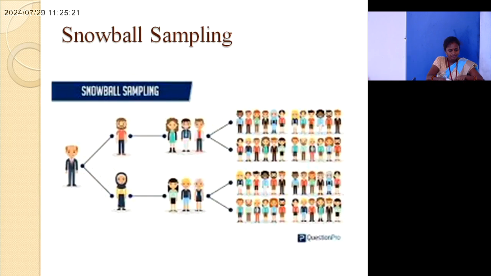Snowball sampling. Snowball sampling is also known as a chain referral sampling technique. In this method, the samples have targets that are difficult to find. So each identified member of a population is asked to find other sampling units. Those sampling units also belong to the same targeted population.